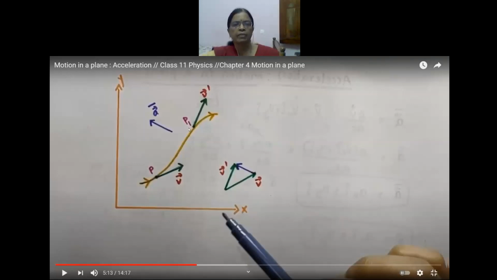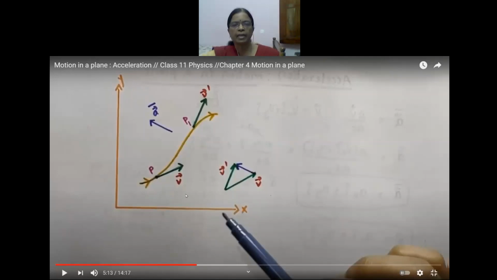And when it is at P1, again draw a tangent at that point, and that gives the direction of velocity. When it is at P1, vector V dash is the velocity. Now, how will you find the change in velocity?